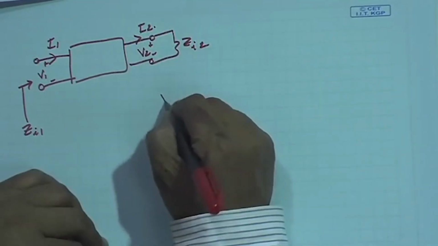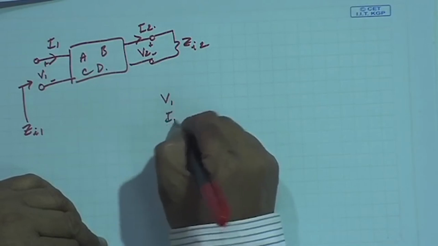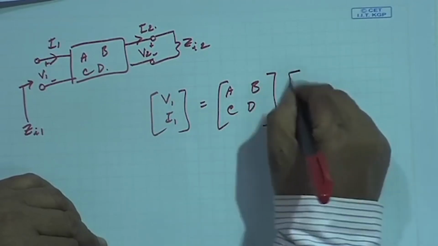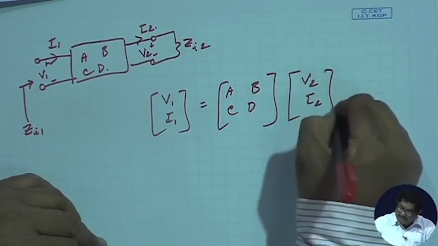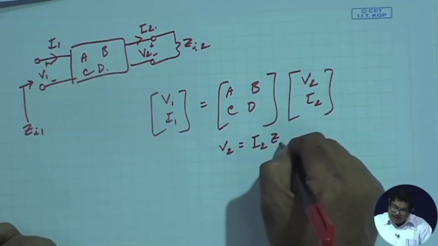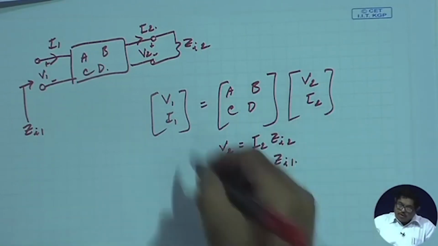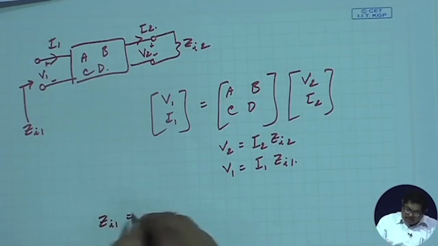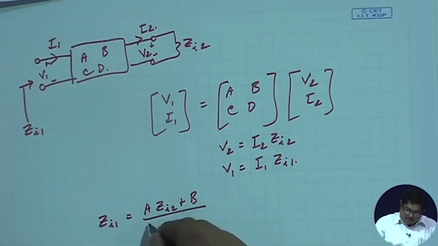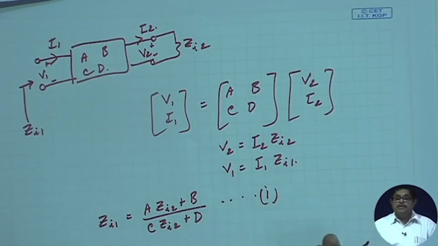So, I know this is ABCD. So, V1 I1 is equal to A, B, C, D, the definition of transmission parameters. Also, I have V2 is equal to I2 ZI2 and V1 is equal to I1 ZI1. So, put these equations and find out what is ZI1. You will get A ZI2 plus B by C ZI2 plus D. Let me call this for time being equation 1.